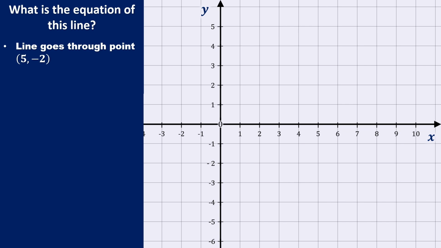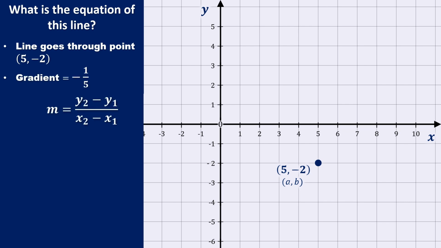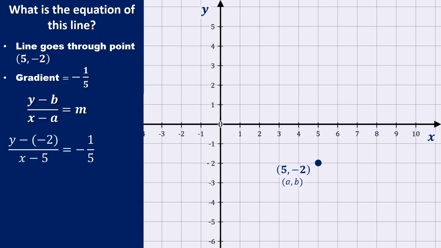Now you might need to find the equation of a line where you know only one point of this unknown line. In this case, the only other thing that you need to know about the line is its gradient, and you are good to go. This formula can only be used when 2 or more points on the line are known. Instead, this is another formula of the gradient that you can use, where a and b are the x and y positions of any point on the line, respectively. So, a is equal to 5 and b is minus 2.